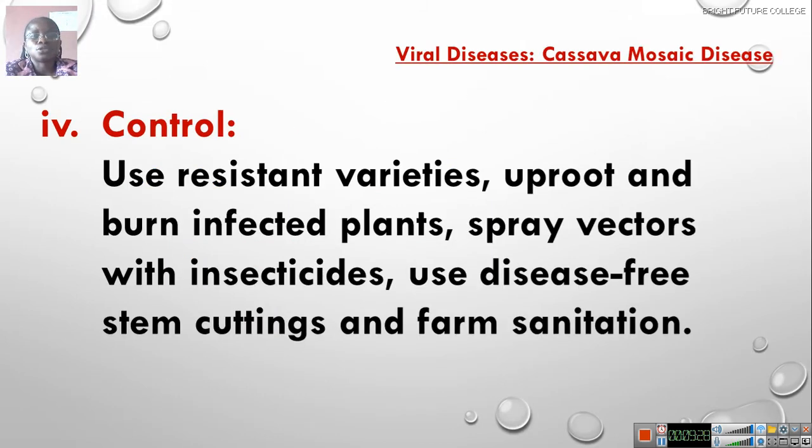And how can we control this disease, cassava mosaic disease? One of the control measures is the use of resistant varieties. The second one, you can uproot and burn the infected plant. Or you can spray the vectors with chemical insecticide to control this disease. And also, you use disease-free stem cuttings and farm sanitation. Farm sanitation does help to control cassava mosaic.